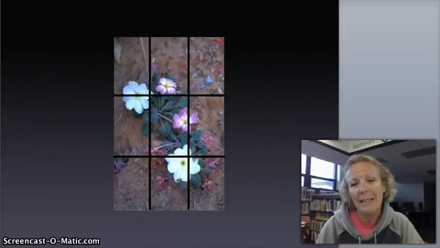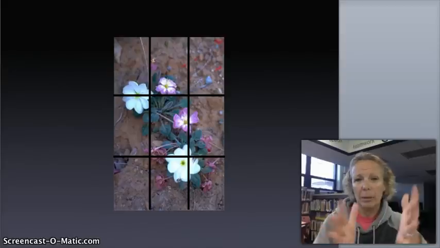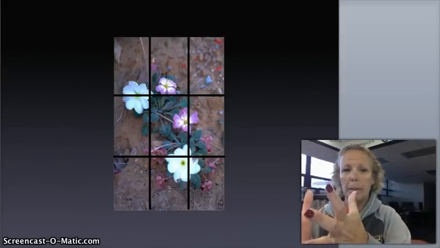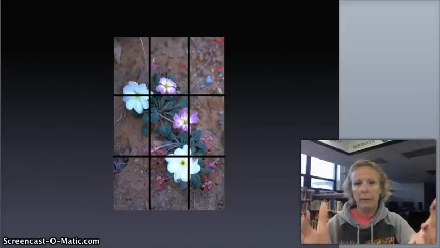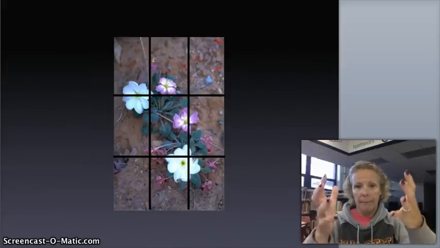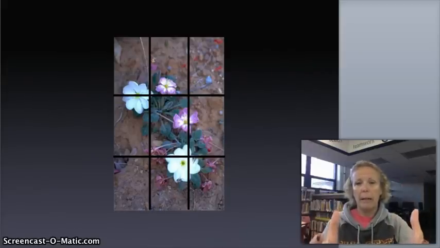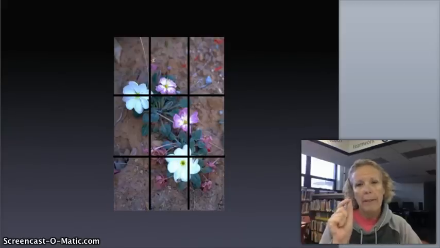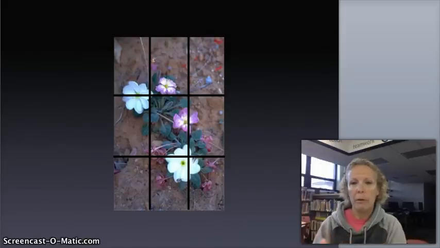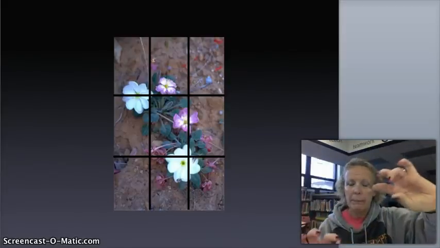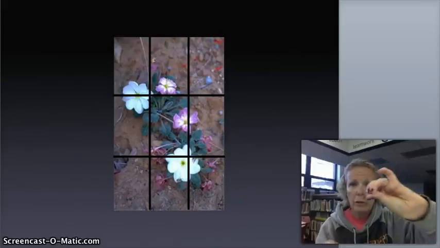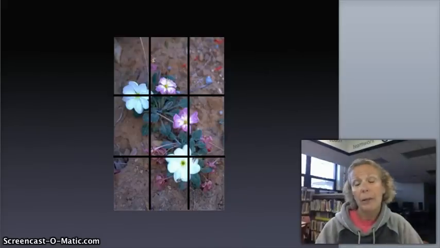Now, probably this example isn't the best in terms of moving the object from the middle, because when you look at this, the flower is right in the middle. However, we would have a tendency most of the time to take this picture and put one of those white flowers right in the middle. But by positioning them at those two intersection points, you really have a different kind of picture, and it looks really nice.